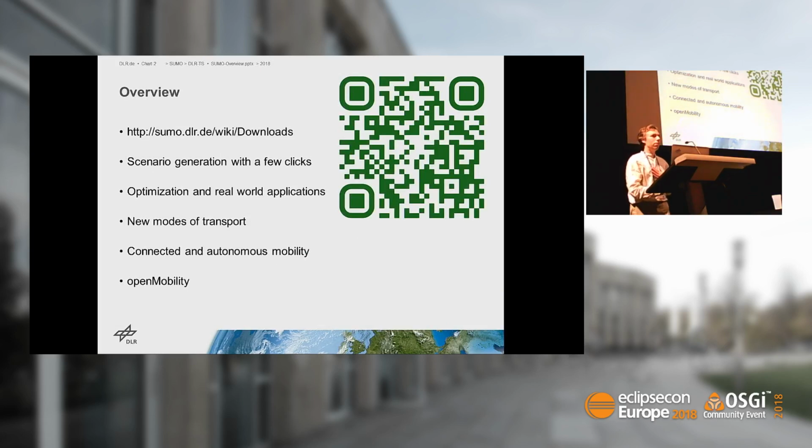So I hope I made the code big enough so that you don't have to use the keys to take the link from the slides. Everyone can, of course, we are here in an open source environment. So SUMO is an open source software. You can download it. Today we will have scenario generation for traffic simulation with a few clicks. I will show something about optimizing everything, also your own mobility, but also mobility in general for the scenarios. We'll talk about new modes of transport and connected mobility, and then finish with some outlook of where we are going inside Eclipse, the Open Mobility Working Group.